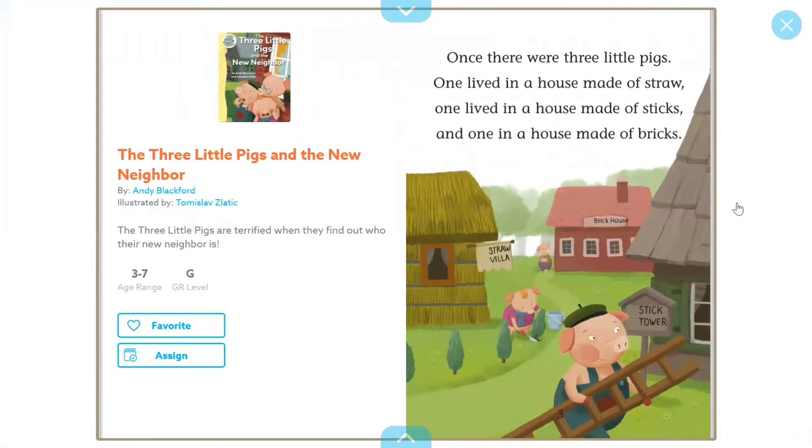What we're going to do is get started on a book. The book we're going to read today is Three Little Pigs and the New Neighbor by Andy Blackford. So just like last week, I would like you to mute the video first and try to read it on your own. Go through the video without the sound and try to read it to yourself, or maybe even to somebody else that's in your house. If you're having difficulties, or you have trouble reading the first page, just go ahead and unmute it, go back, and listen to me read it to you, okay?